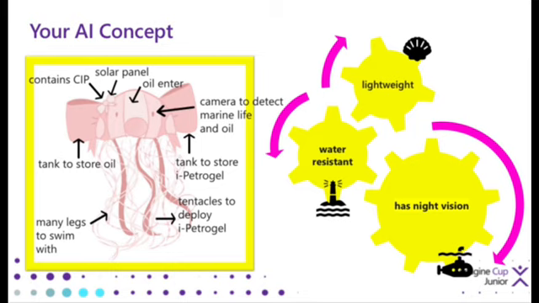Our prototype 429 has three main characteristics, which are lightweight, water resistant, and night vision. It is lightweight, so our prototype 429 can float in the water so it doesn't go too deep into the ocean and doesn't get lost. It also has night vision so that it can work throughout day and night without stopping.